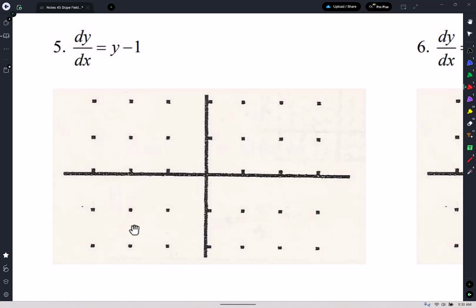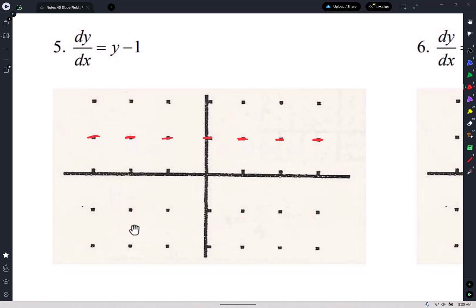All right, number 5. dy/dx equals y minus 1. Right at the y equals 1 mark, you should have a slope of 0. That's the first thing I would do: I would just plot the slopes of 0 first all the time. So go to y equals 1 and draw slopes of 0, because it's depending on y, and y at that value is 1. 1 minus 1 is 0.